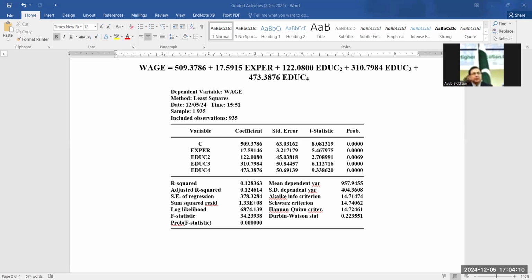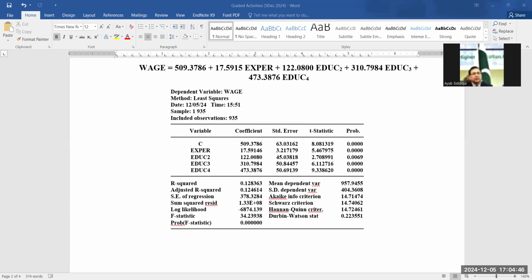The workers with education level 2, which is secondary, have their wages increase by 122.01 US dollars, and the workers with bachelor level of education are likely to earn $310 more than the primary education level, and the highest education level, which is masters and above, are likely to earn $473 more than the primary education category, which is the reference category. So the higher the education, the higher the level of earning according to this model.